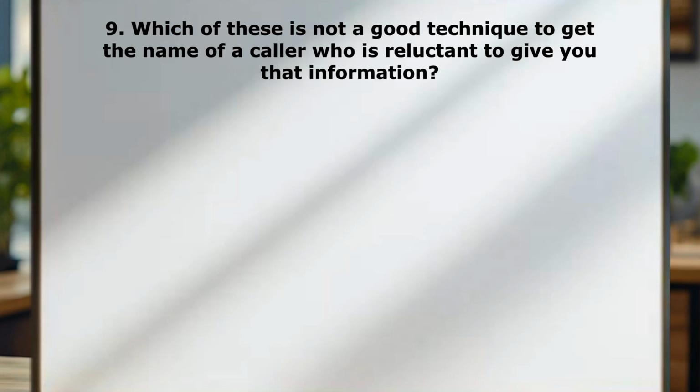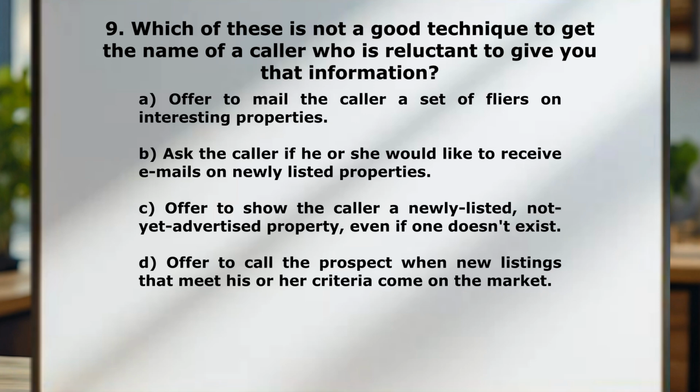Question number 9. Which of these is not a good technique to get the name of a caller who is reluctant to give you that information? A, offer to mail the caller a set of flyers on interesting properties. B, ask the caller if he or she would like to receive emails on newly listed properties. C, offer to show the caller a newly listed, not yet advertised property, even if one doesn't exist. And D, offer to call the prospect when new listings that meet his or her criteria come on the market.